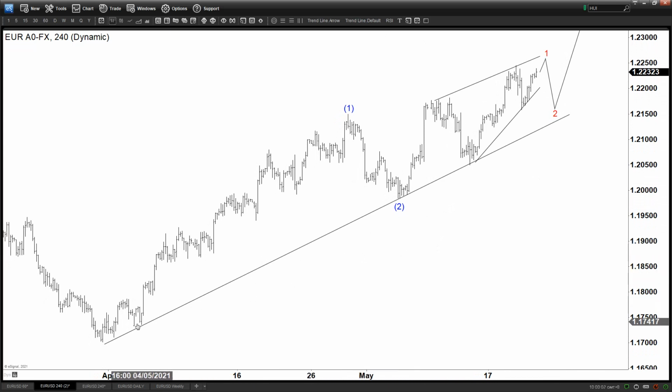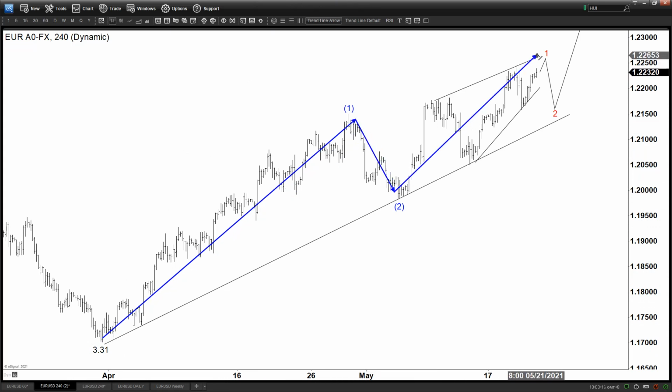So the context is the rally that started from March 21st, right? The rally that started from March 21st is basically proposed to be some sort of a nest here. 1 2 1 2, and then we can continue to extend higher. So it is bullish with that regard, right?